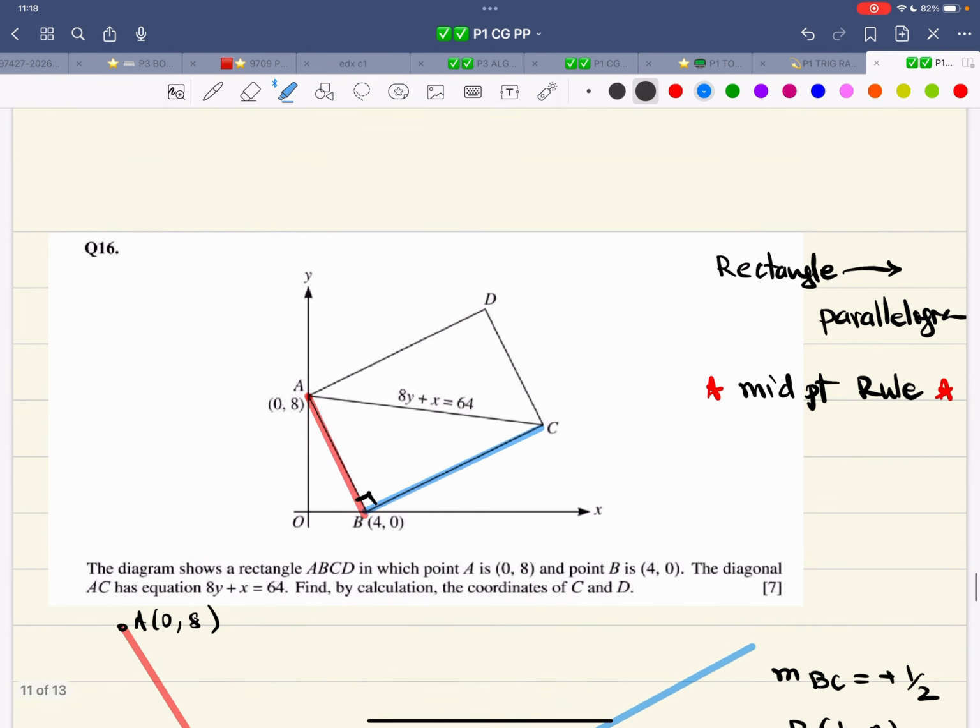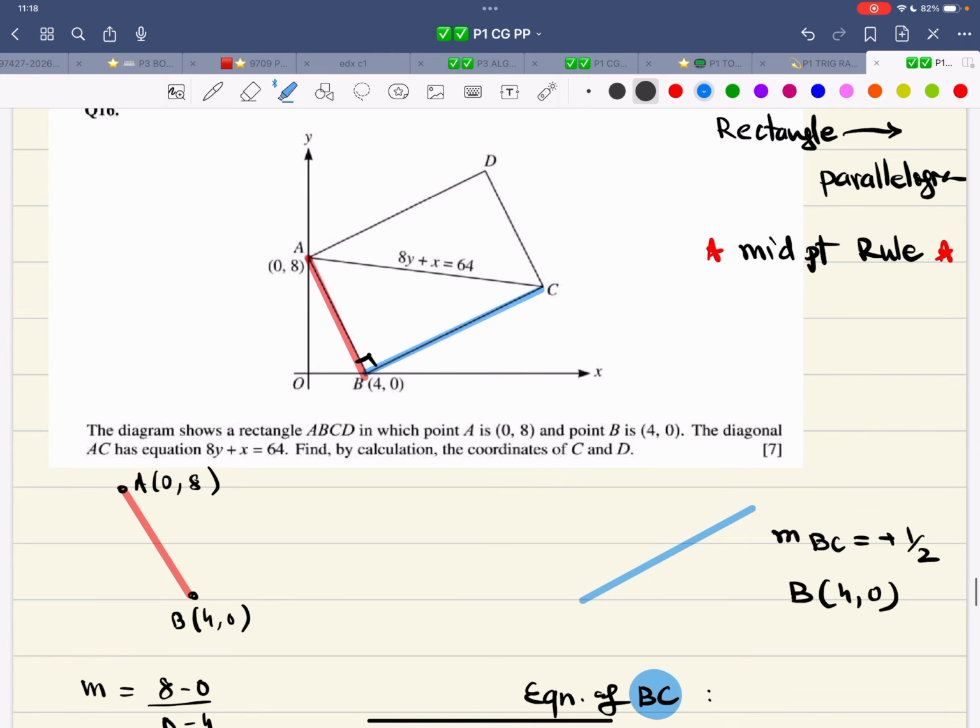All good, all clear. Now look at the green line over here. Where is the green line? This one is the green line. The green line and the blue line, they meet each other at C. So I can find the coordinates of C.